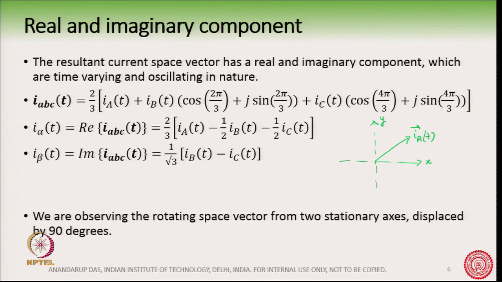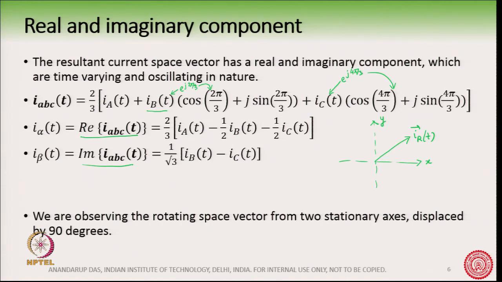So, what is the real component? If I substitute, with I B(t) there was e to the power j 2 pi by 3, which I can expand and write as cos 2 pi by 3 plus j sin 2 pi by 3. With I C(t), I had e to the power j 4 pi by 3, which I can expand and write like this: cos 4 pi by 3 plus j sin 4 pi by 3, right. So, if you expand it and take the real component and the imaginary component, this is what I have done: real part of I ABC and imaginary part of I ABC.